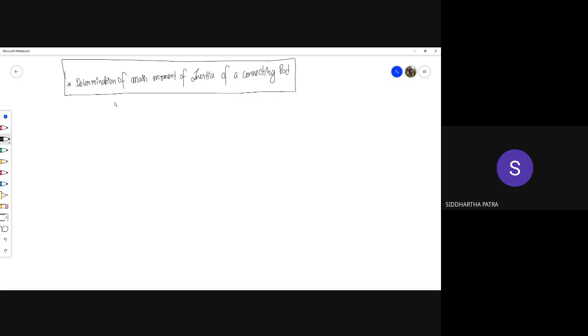So if you think about it, let's first start by defining the mass moment of inertia. And let's not confuse this with any sort of area moment of inertia. So let's say we have an axis. Let's call it axis A.